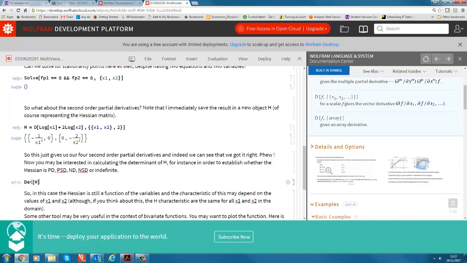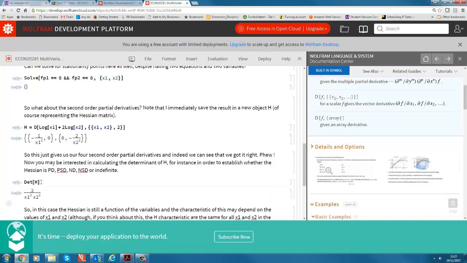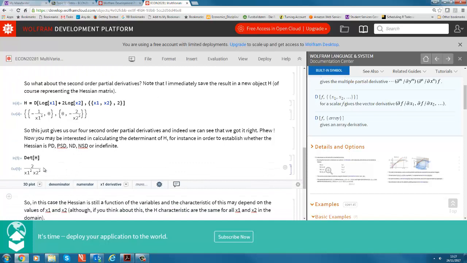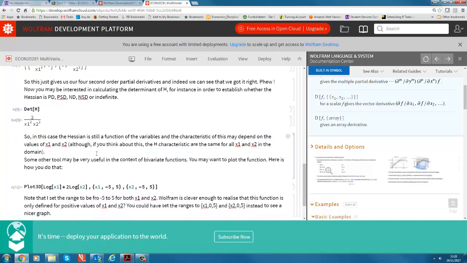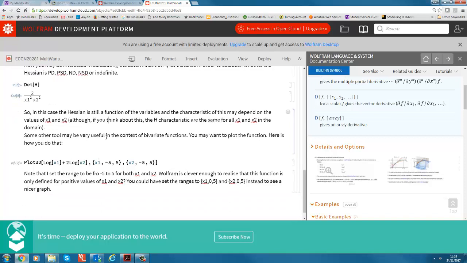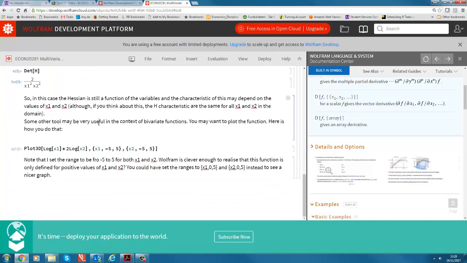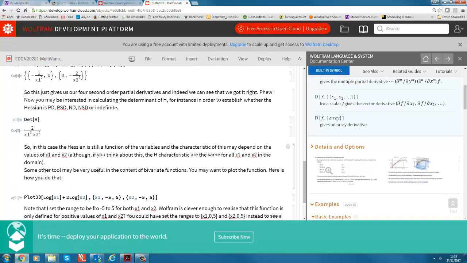The command here is det for determinant. Okay, and then in square brackets h. Now run this. And here is the result for the determinant. And note, this is still a function of x1 and x2. So the Hessian changes for different combinations of x1 and x2. So you could now, of course, if you had a stationary point and wanted to evaluate whether a function is concave or convex at a particular point, plug in values for x1 and x2 and calculate that.